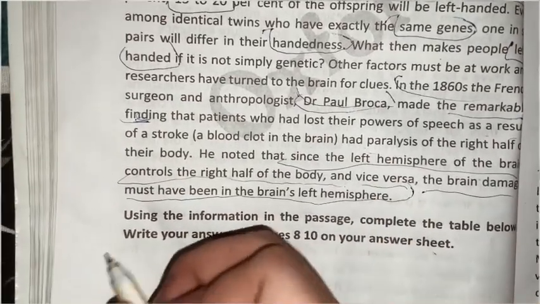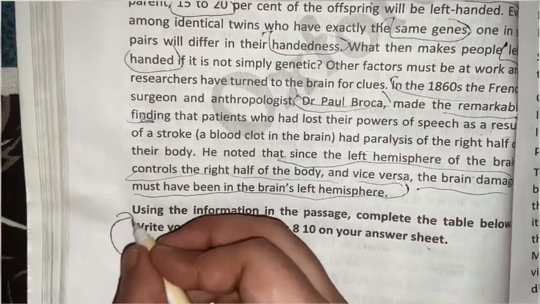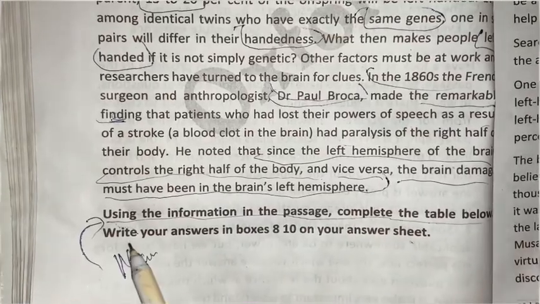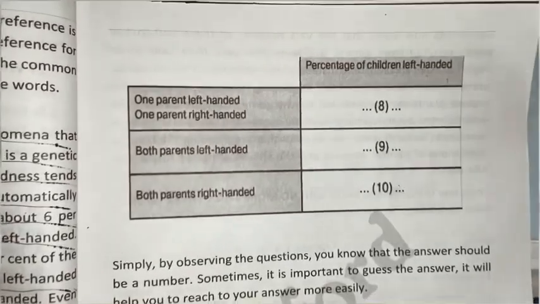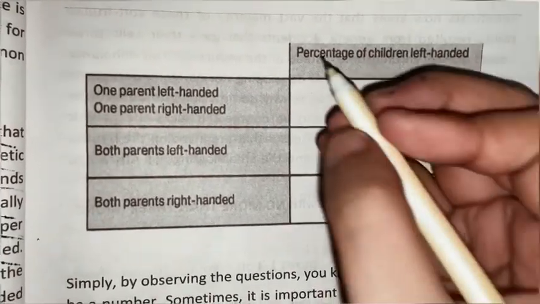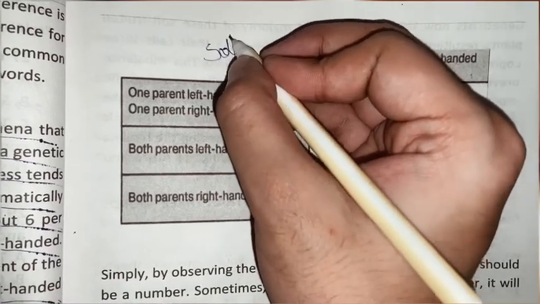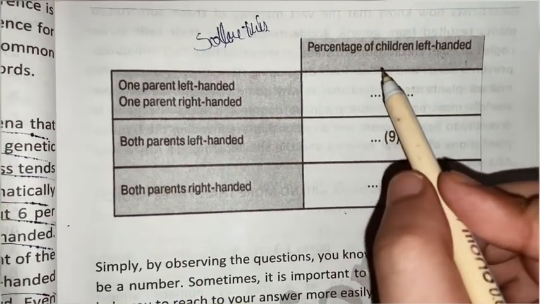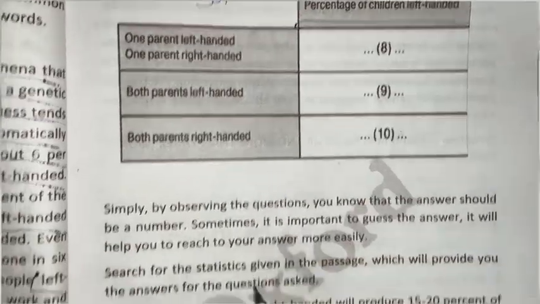Okay, now using the information in the passage, complete the table below and write your answers in boxes 8 to 10 on your answer sheet. We have discussed this passage, so now we will move on to the question answers. The table asks for the percentage of children who are left-handed with one parent left-handed and one right-handed, both parents left-handed, and both parents right-handed. So you need to solve this, and let me know the answer in the comment section.